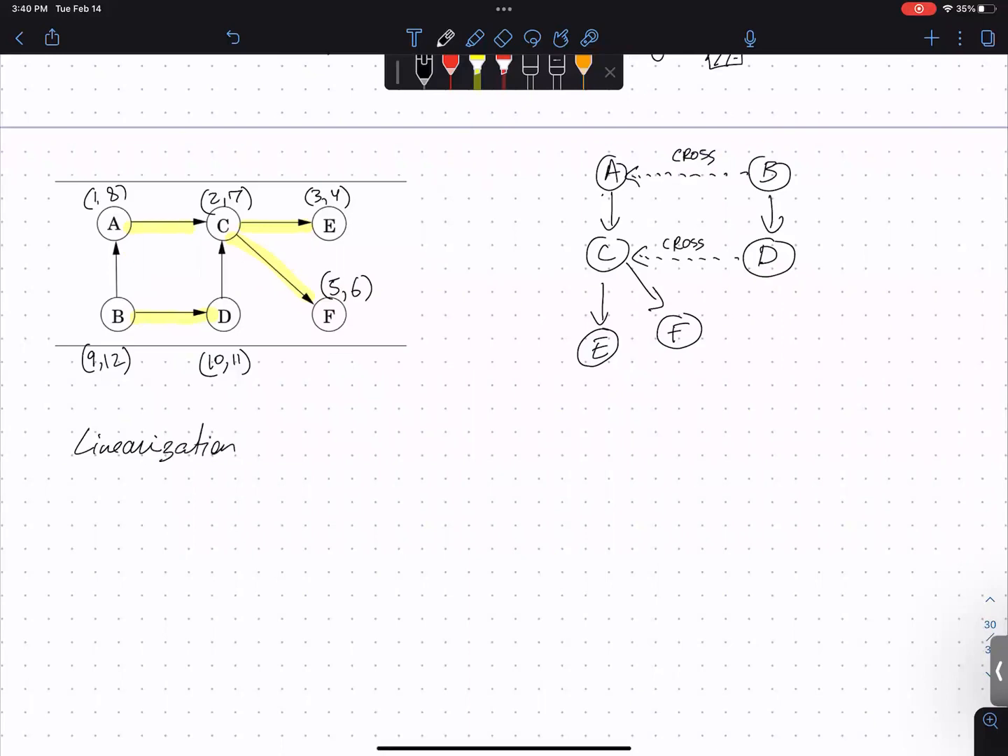All right, this takes us to another closely related problem, linearization or topological sort. We'll tend to call it linearization in this class, but a lot of people elsewhere, like other books, use topological sort. So be aware of both terms. They mean the same thing.